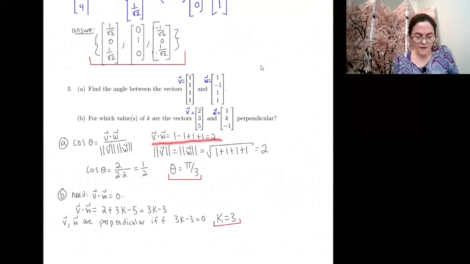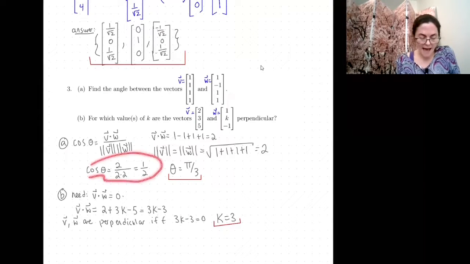If I take V dot W, this vector dot this one, you see I get 1 minus 1 plus 1 plus 1. I get 2. Now, V and W have the same length. It's both the square root of 4, or 2. So the cosine of theta is a half.